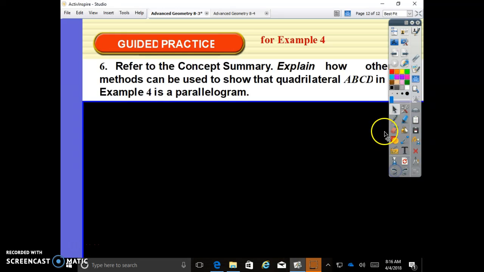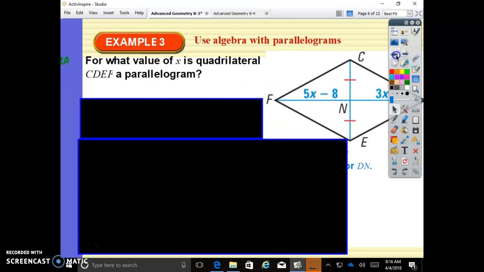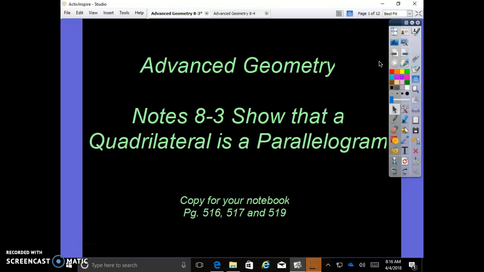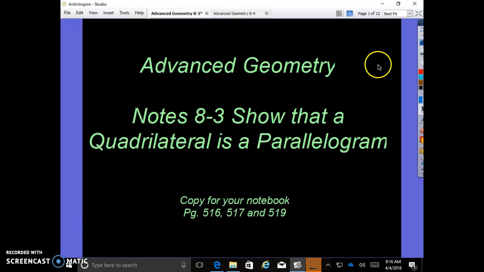And that was everything from our lesson today on 8.3, show that a quadrilateral is a parallelogram.